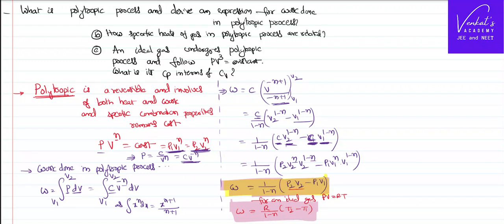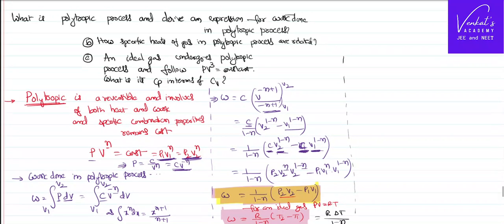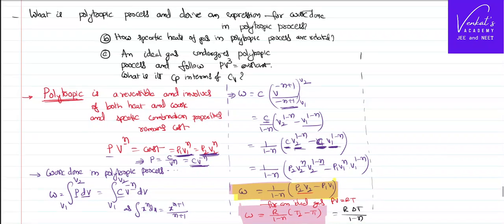So we can rewrite this relation as R into delta T by 1 minus n. That is the second part that we would like to derive, that is work done. We have derived the expression for the work done, right? That part is over.